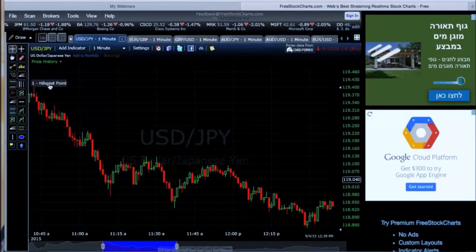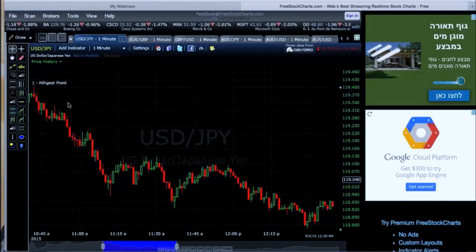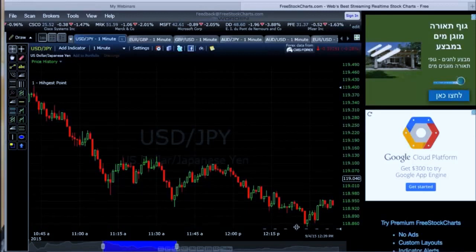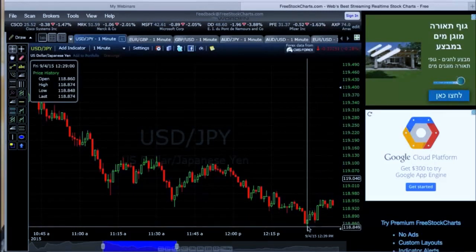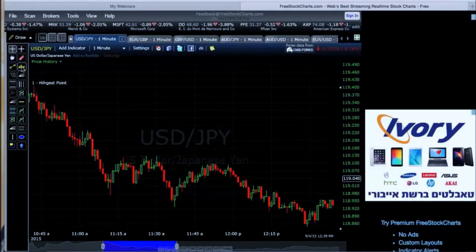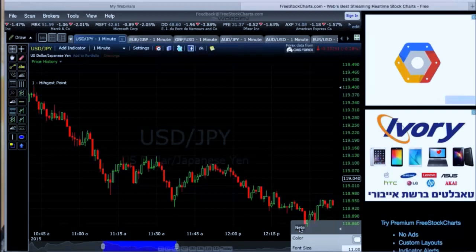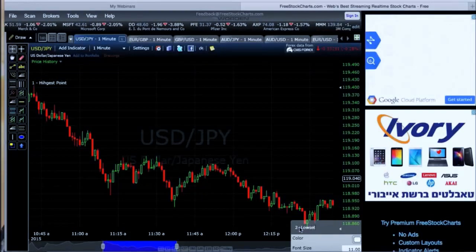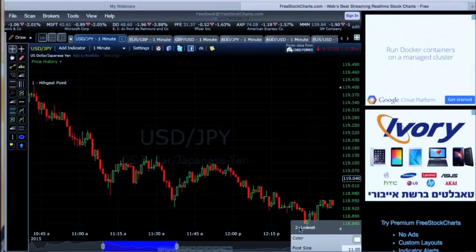And to identify the second point is kind of straightforward. You look and find the lowest point of the trend over the 2 hours gap. In this case, it's located here in this small bullish candle. So this is going to be our second point, which is the lowest point.